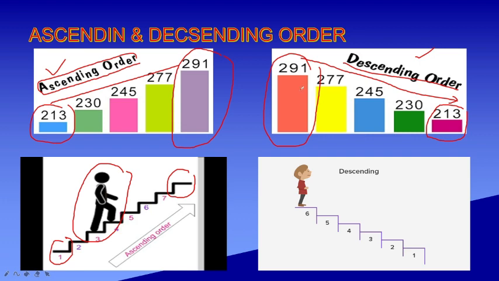Same way, if you write first a larger number, then a smaller number, and lastly you write the smallest number, then we will say this is the descending order. So see here, one student wants to move from higher to bottom, from here to here, then we will say this is the descending order.